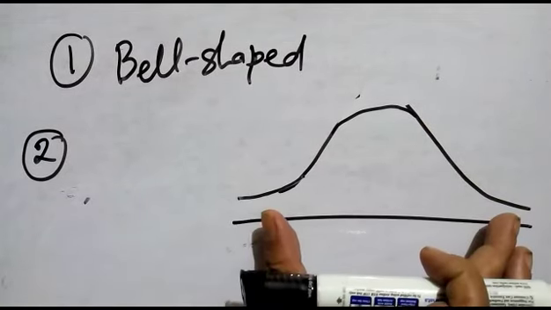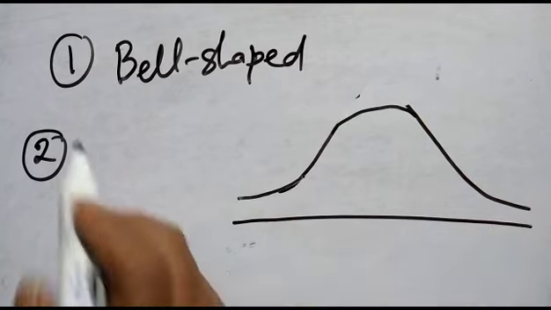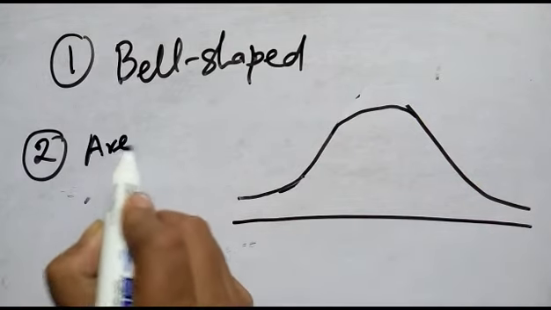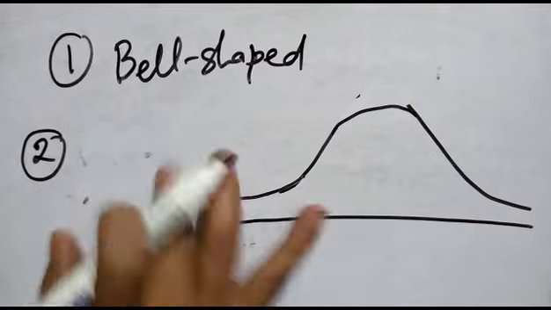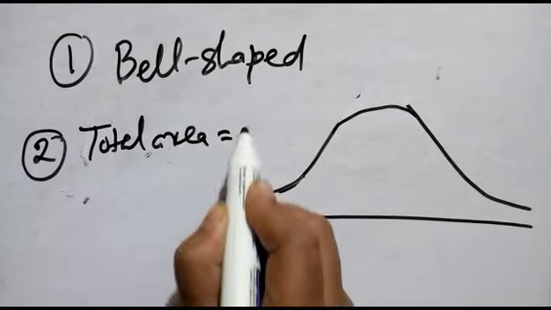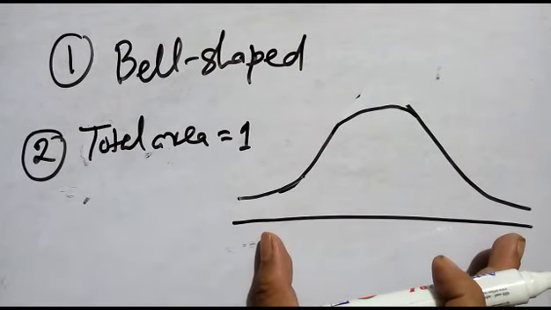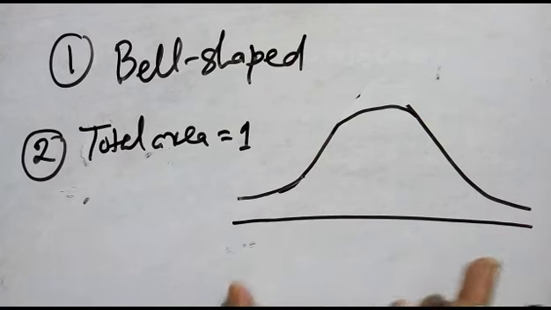Number two, the total area of the bell-shaped curve is 1. So we can say total area equals 1. The total area of the bell-shaped curve is 1.